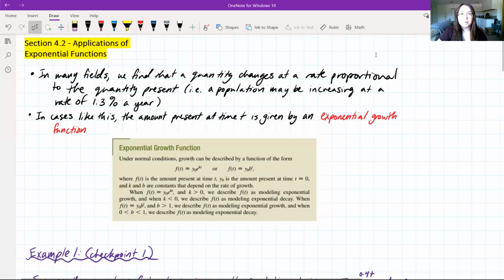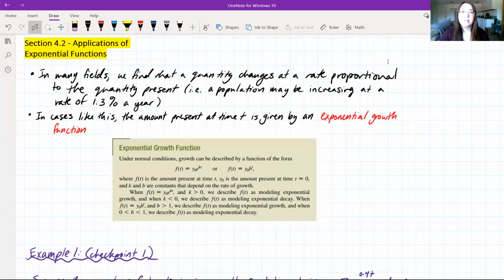Hello everyone, we're going to talk about section 4.2 today, applications of exponential functions. So back in section 4.1 we talked about exponential functions and what they were and how to use them and everything. So this whole chapter is going to be on applying these to just different scenarios and different real life applications.